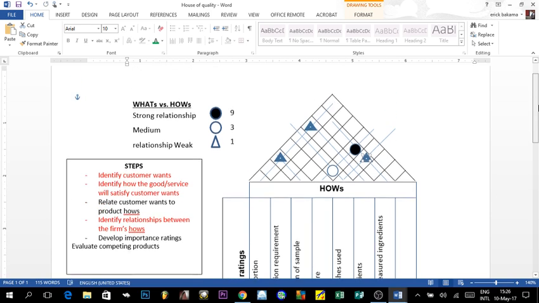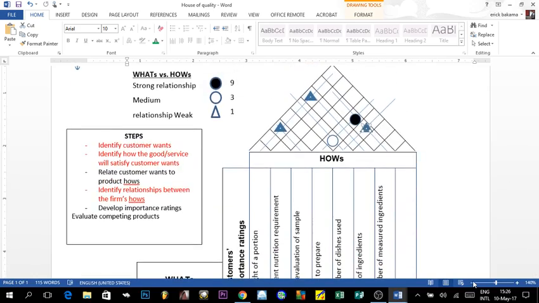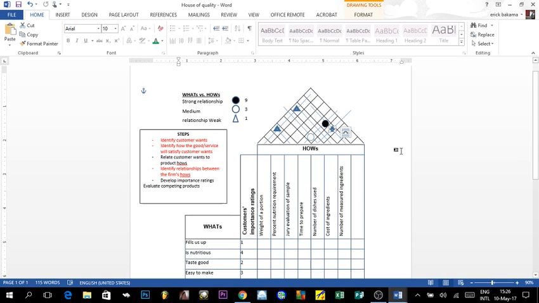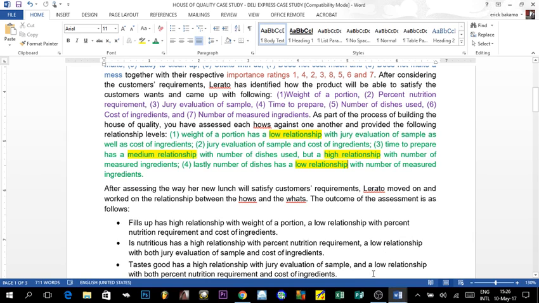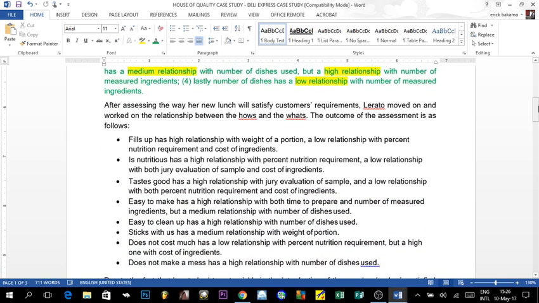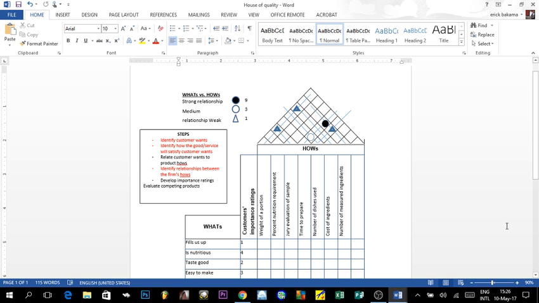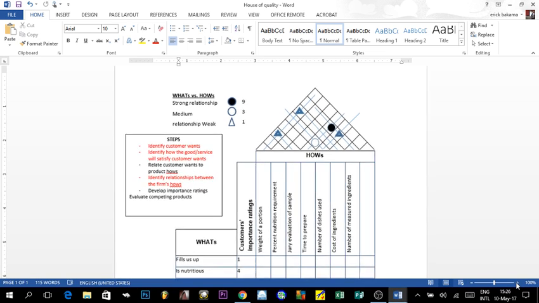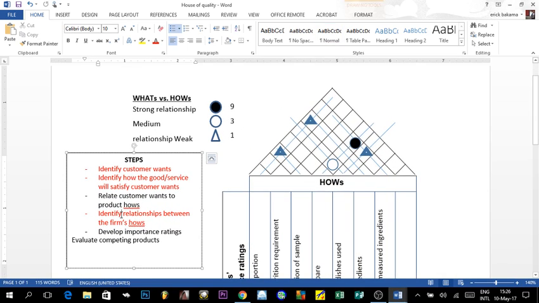Now we are done with the relationships between our hours. Now we have our symbols and everything. It's somewhere here, and everything is fine. So far so good. Now we are done with the relationships for our house. So what we need to do now is go for the second part. This step here is fine. Now the other step: we need to relate the customer requirements to the customer. This is what we want to do now.